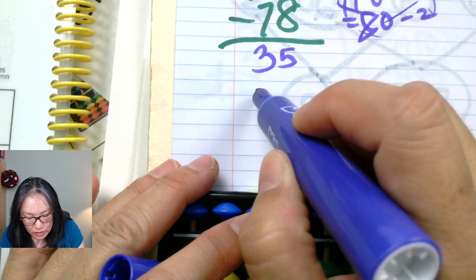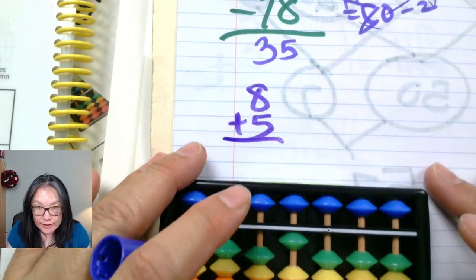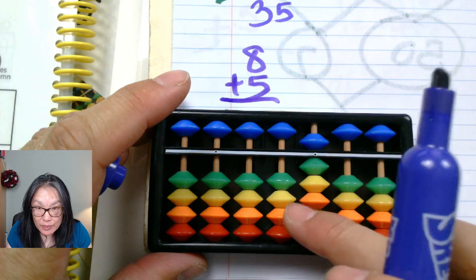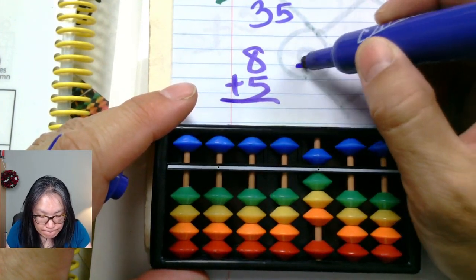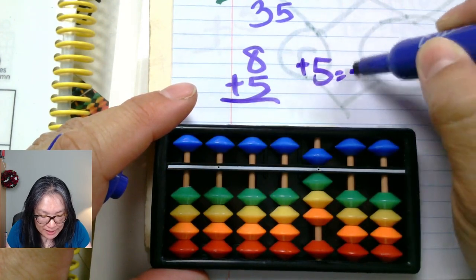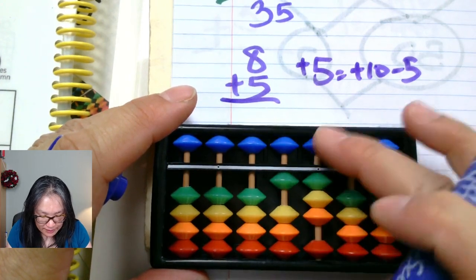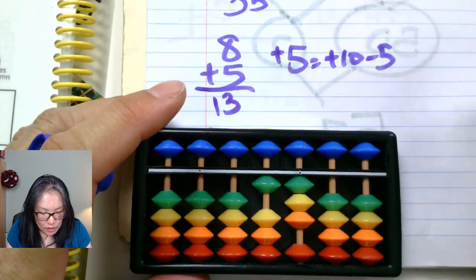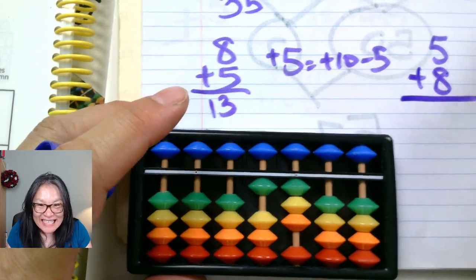Well, we could do 8 plus 5. Let's do that first. So I have 8. I want to plus the 5. To add the 5, I know I'm going to plus the 10 minus the 5. My answer is 13. Well, isn't it the same when we do 5 plus 8? No.